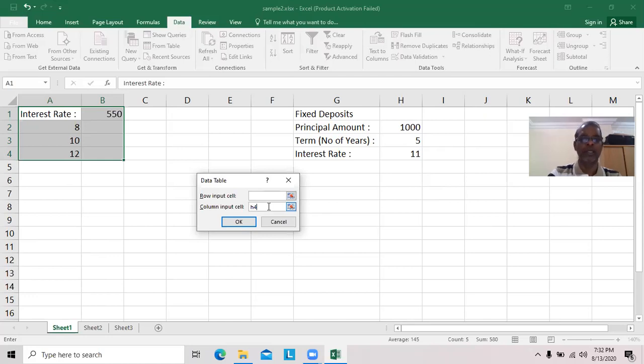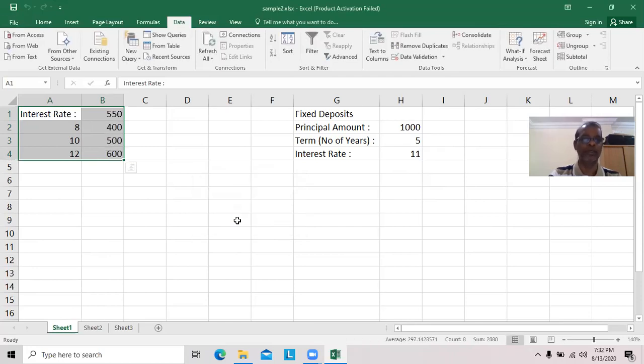That means here we are having one formula, H2 star H3 star H4 divided by 100. Out of these three variables, H2, H3, H4, here we are having different values. These values should be applicable for H4 only, so that is why we are giving H4. Simply click OK. We will get 400, 500, 600.